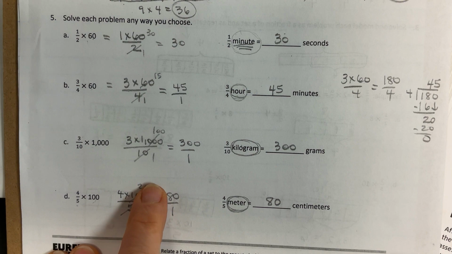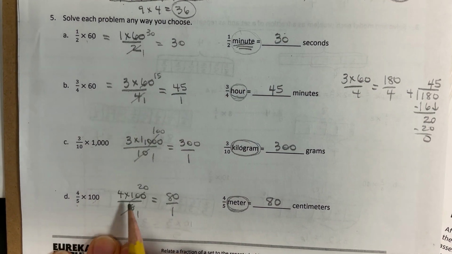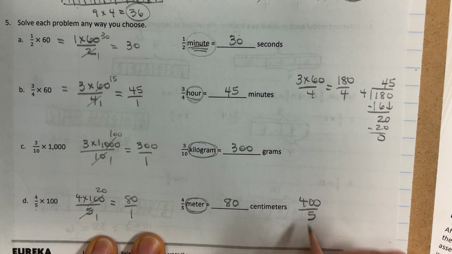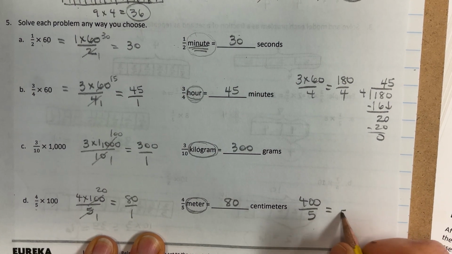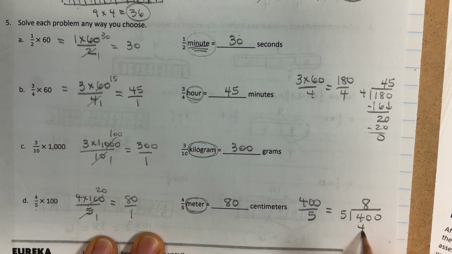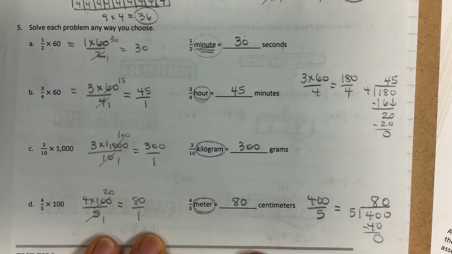Again, if you don't know some of these, being able to simplify, you could have just said 4 times 100 is 400 divided by 5. So if you had 400 divided by 5, you would just have to divide it out. 5 goes into 40 8 times. Then you have that 0, it would be 80. You can do it either way.